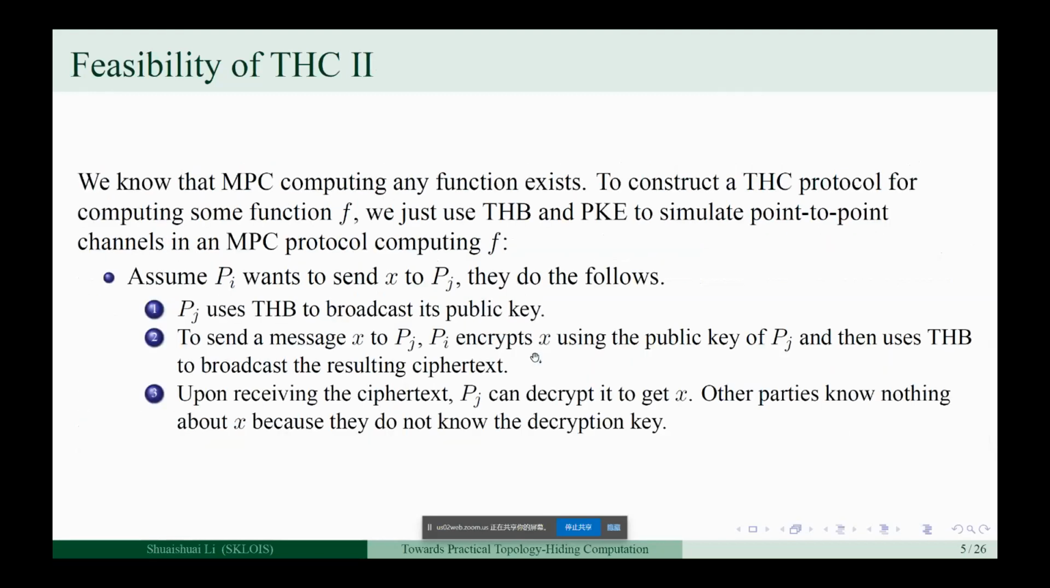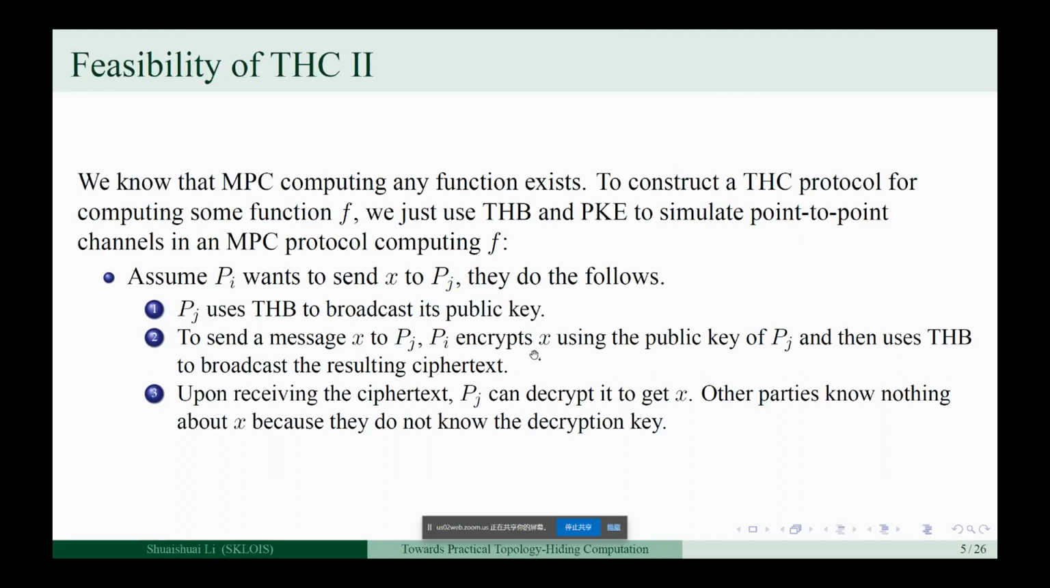We know that MPC computing any function exists. To construct a THC protocol for computing some function f, we just use THB and PKE to simulate point-to-point channels in an MPC protocol computing f. Assume that Pi wants to send x to Pj. They do the following.